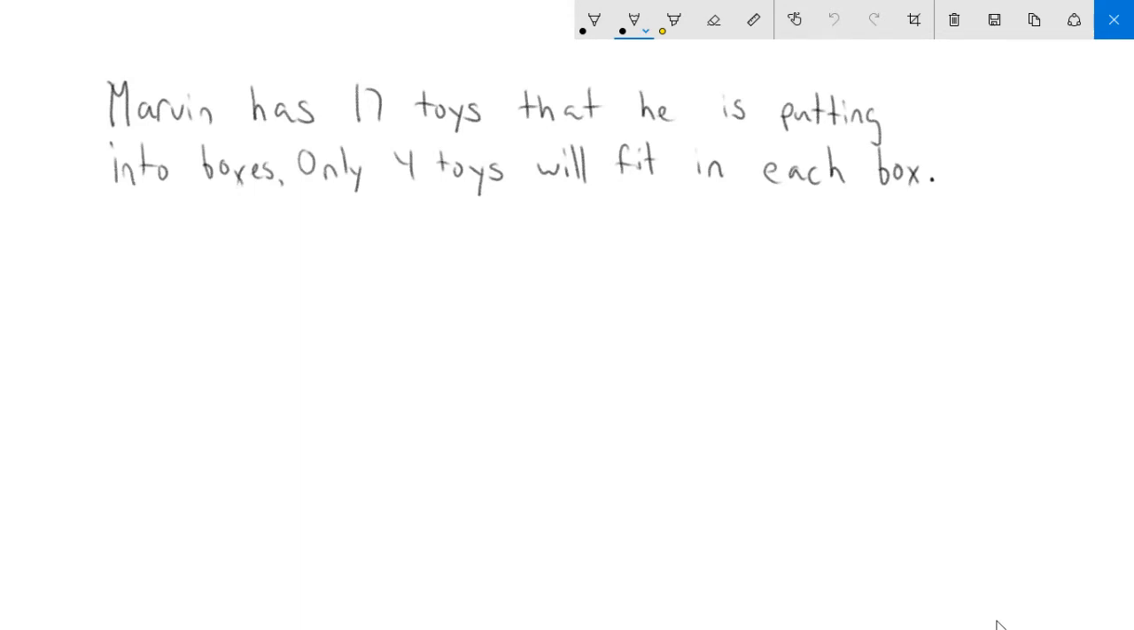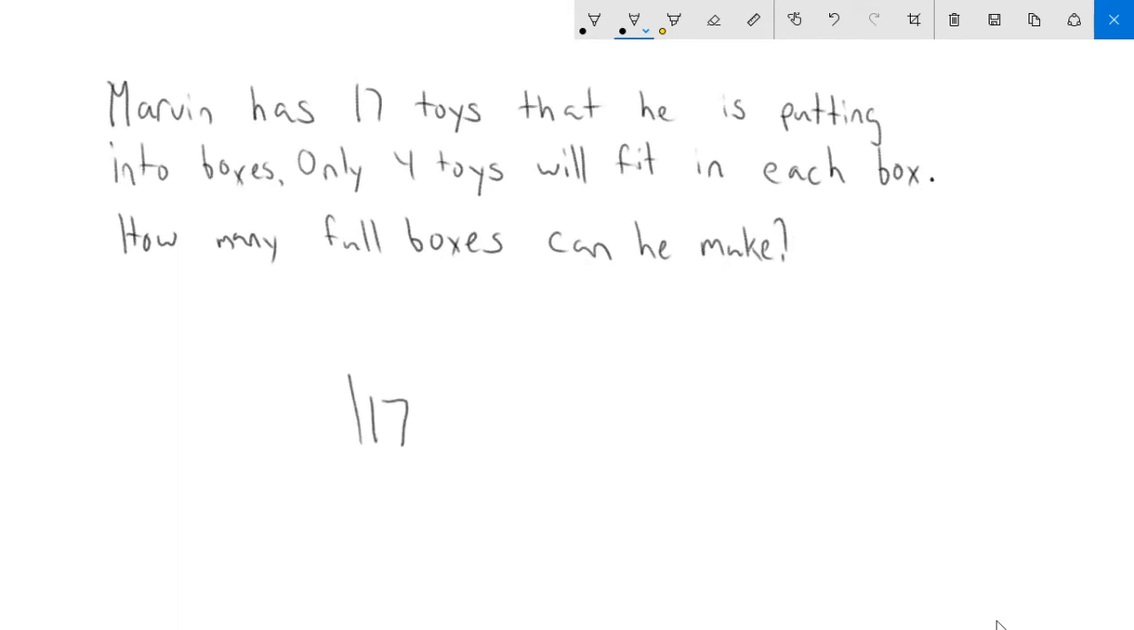If I was writing this story problem for you, I could say something like, how many full boxes can he make? Okay, so how many full boxes can he make? If I asked you a question like that, we would go through and we go, all right, 17 divided by 4. All right, well, 4 times 4 is 16. There's 1 left over. So let's see, I made 4 boxes. I have 1 left over. So how many of the boxes were full?